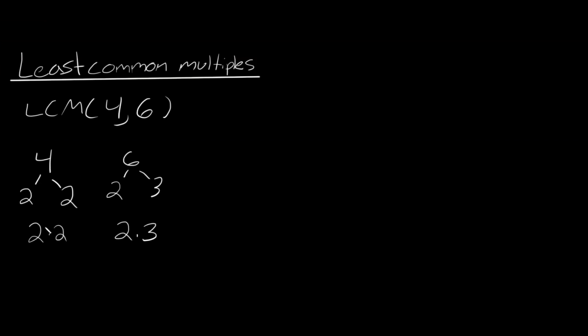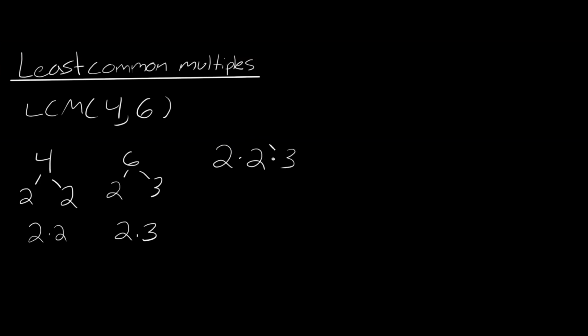But we have to take into account that both of these numbers also share some prime numbers, right? So they both share 2's. So we will actually just list out 4 first. This will be 2 times 2. And notice here the 2 is already covered in the 6, so I don't need to worry about that, but there's no 3. So we're going to multiply by 3 as well. And then we'll just multiply this out.